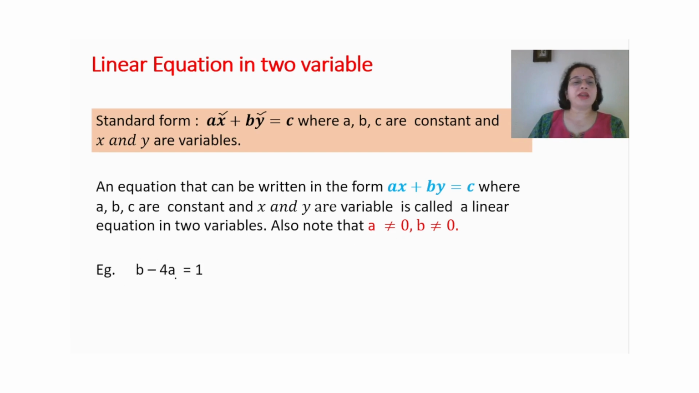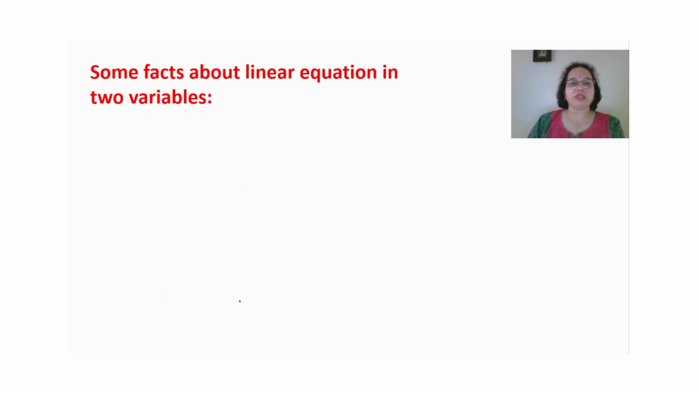Example, b minus 4a is equal to 1. Here you can see two variables, a and b. Again another example, 6a minus 5b is equal to 9. Again two variables are there, a and b. So these two equations are examples of linear equation in two variables.